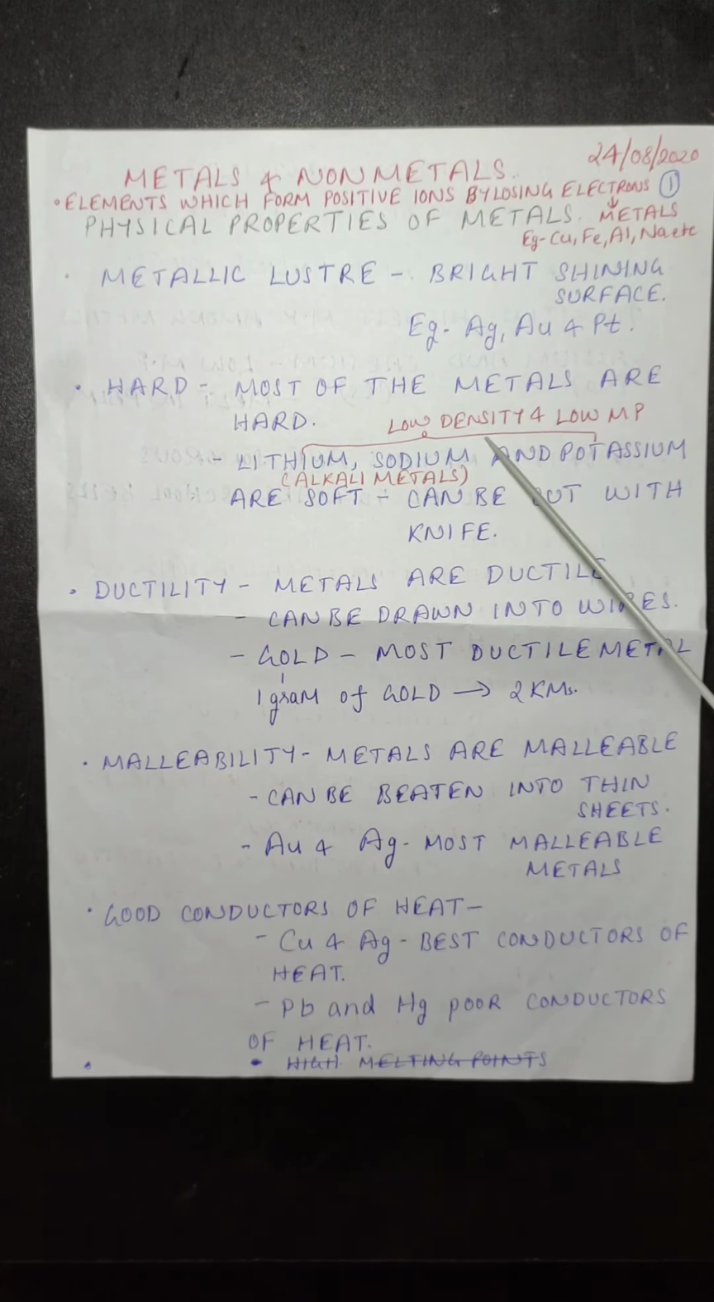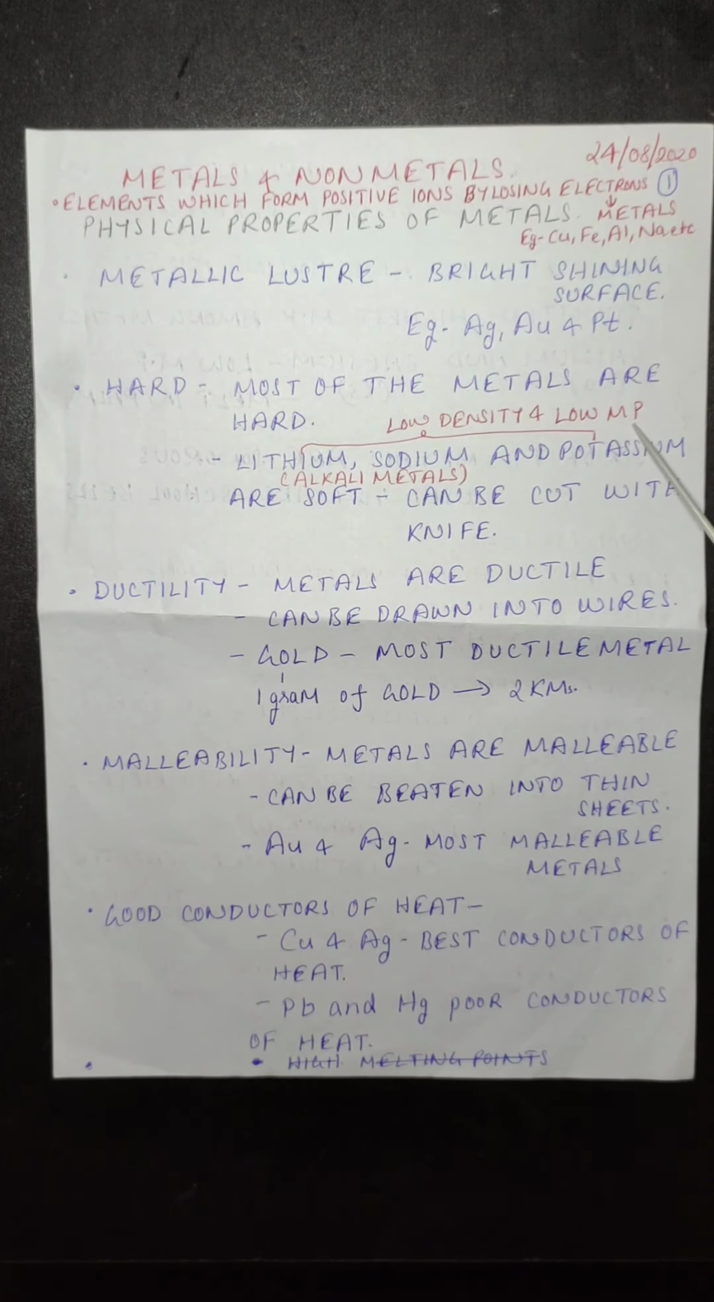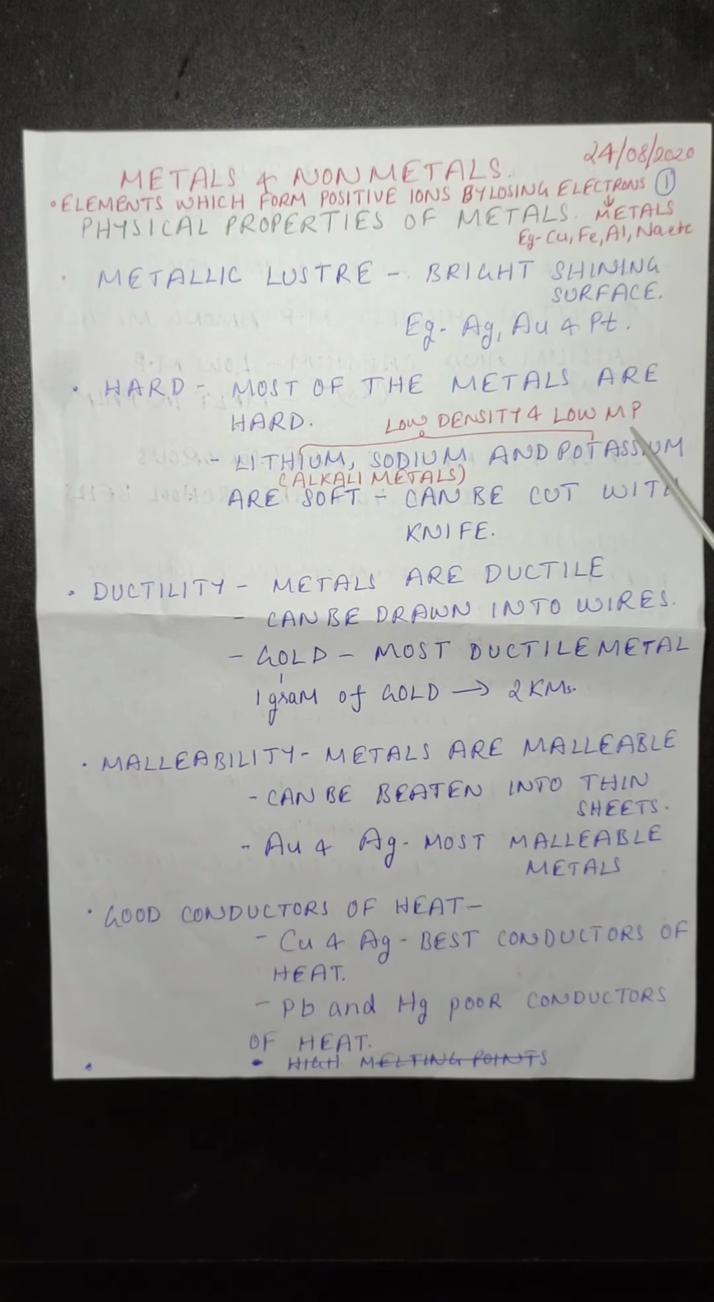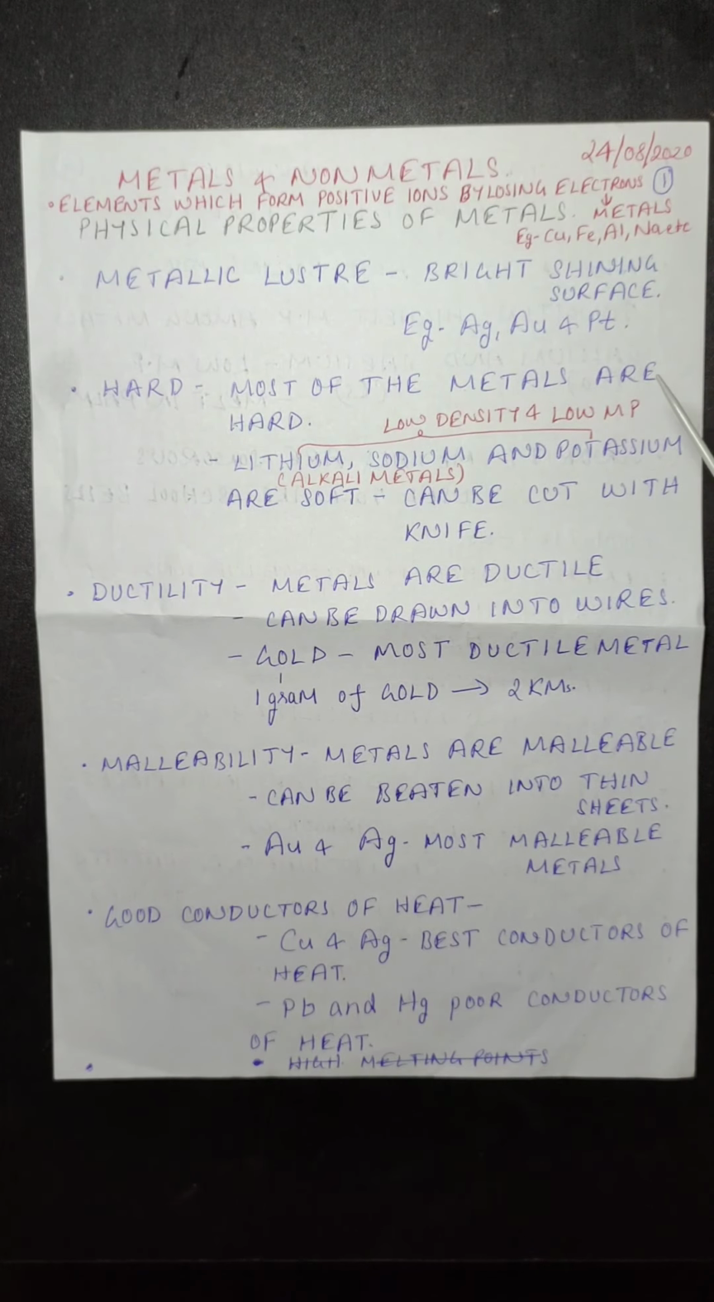Do you know what density means? Density indicates how closely the atoms are arranged. Suppose the atoms are arranged a little far away. At that time we say they have low density. Now, melting point: the temperature at which a solid is converted into liquid. That is called melting point. Even for lithium, sodium and potassium, it requires a little low temperature to convert them from their solid state to liquid state. So we say they have low melting point.